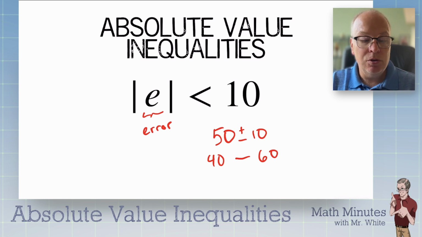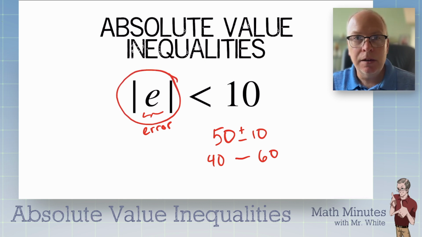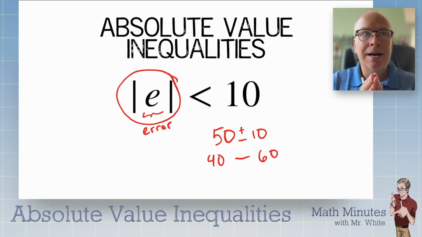So absolute value is always positive, as you know. So if I say the error, whether it's positive or negative doesn't matter. We're just going to throw away the sign. That error needs to be less than 10. Okay, that's how the absolute value mixed with the inequality can be useful here.